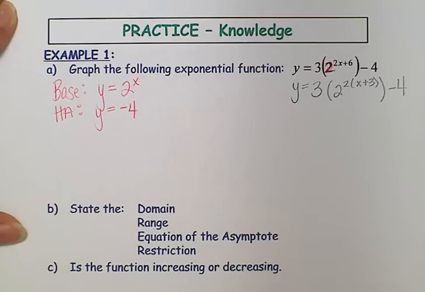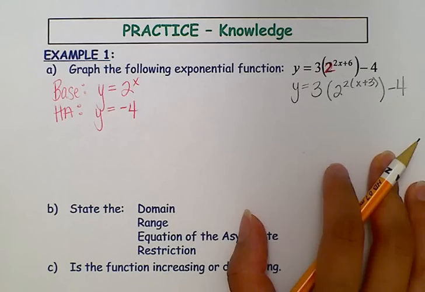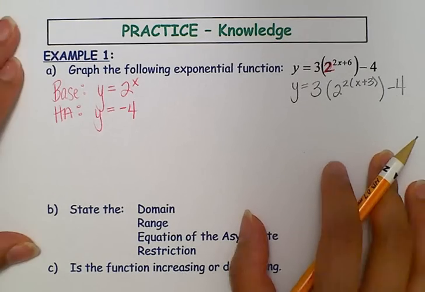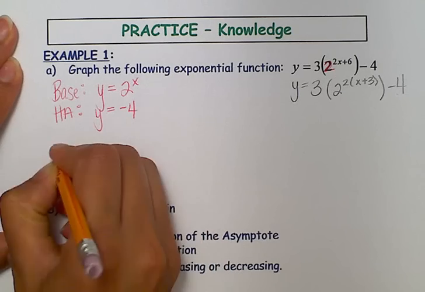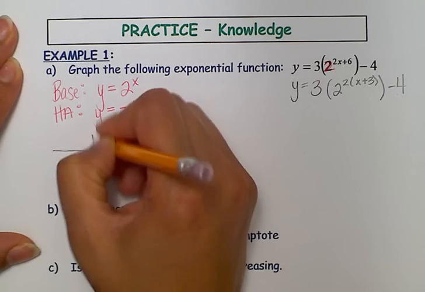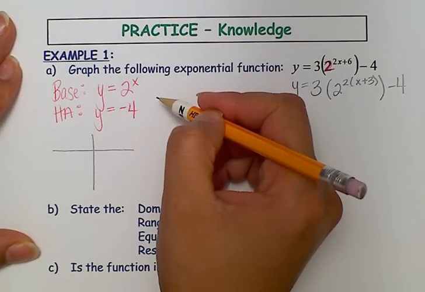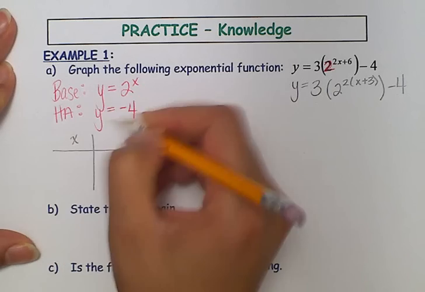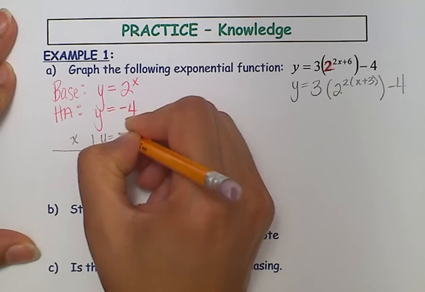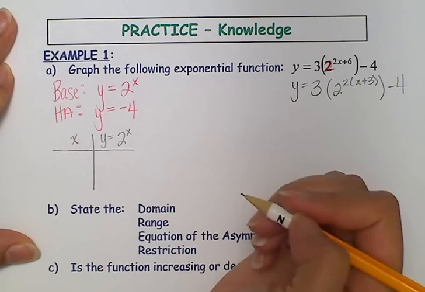Okay, so what we need in order to graph our exponential function here is a set of key points. And the key points depend on what the base function is that we started with. And so we know our base function is y equals 2 to the exponent x. So let's start by writing our x values, and then we can solve for our corresponding y values.